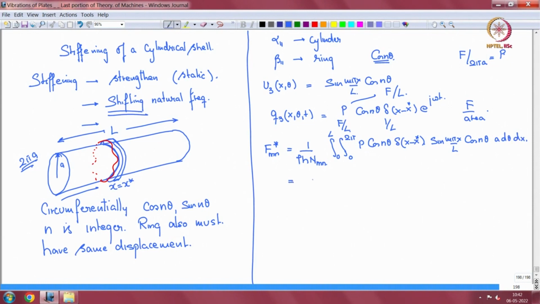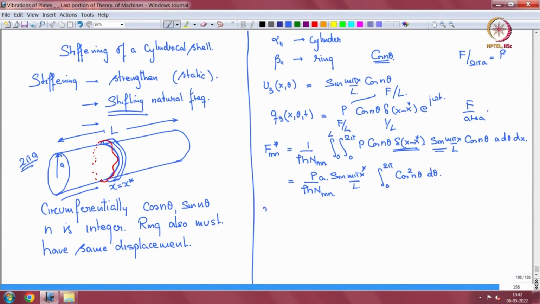Now, what does this do? I get 1 over rho h Nmn, then the delta will pull out the sine. So, I get P a sine m pi x star over L, integral 0 to twice pi cos square n theta d theta.